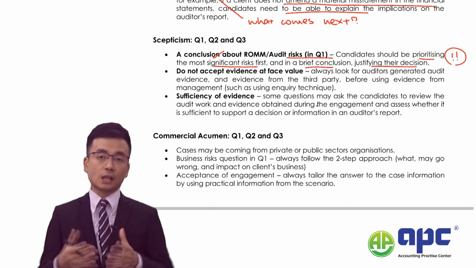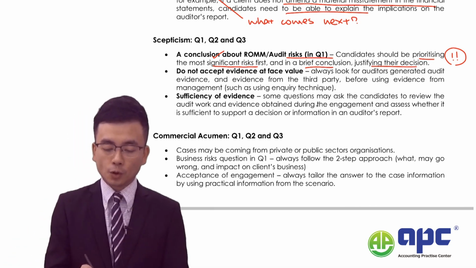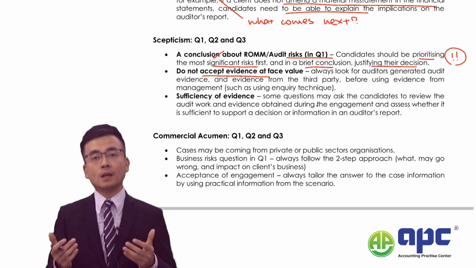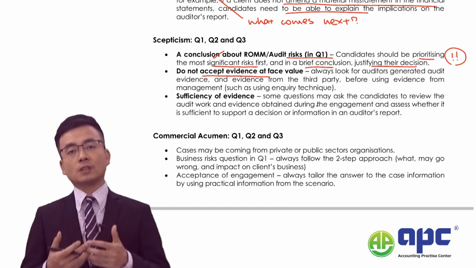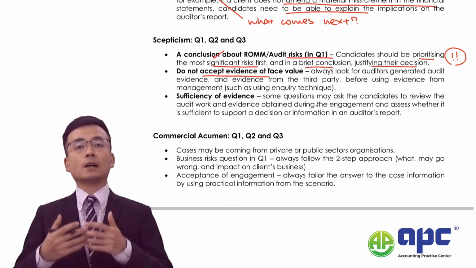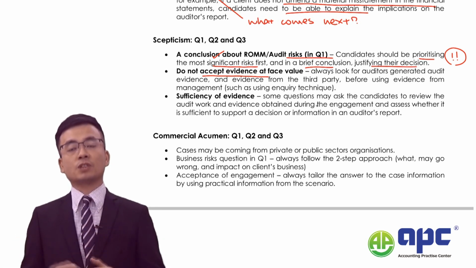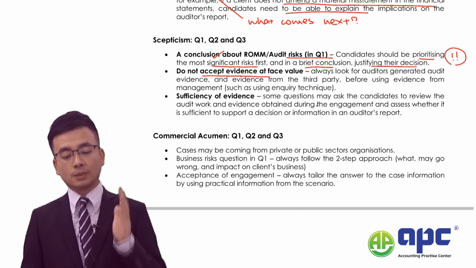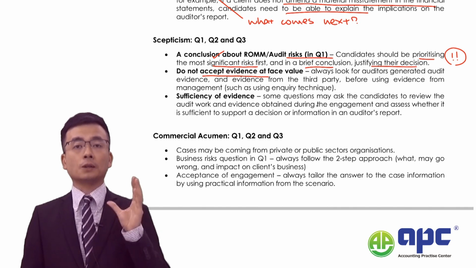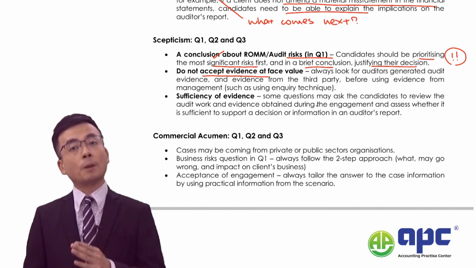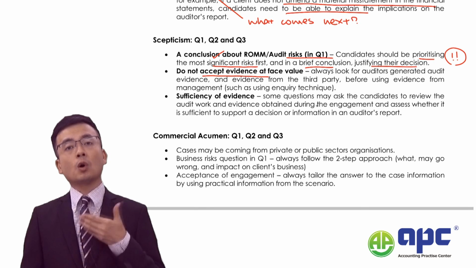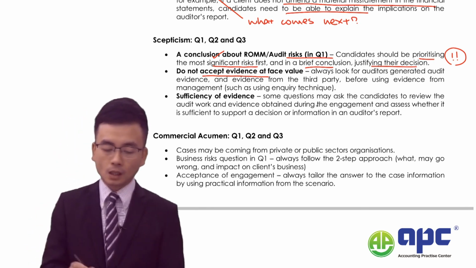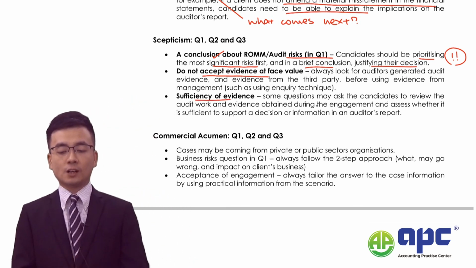And for other questions, and of course in question 1 as well, do not simply accept the evidence at face value. So for example, you may be given that the audit team has inquired with certain management team members to get the audit evidence, but do not simply accept the evidence at face value. Do not simply accept the evidence from the third party, but from the auditor's point of view, you also need to check it, re-perform the calculations and so on.